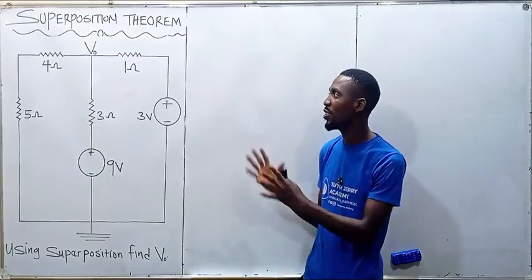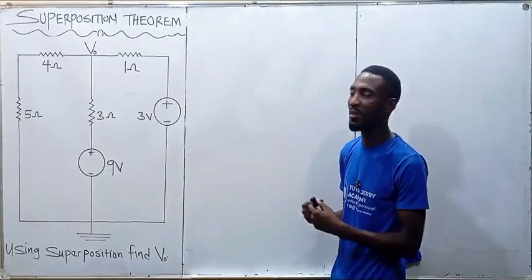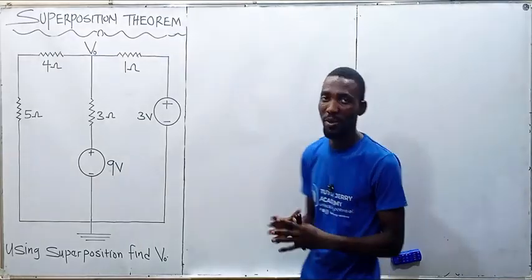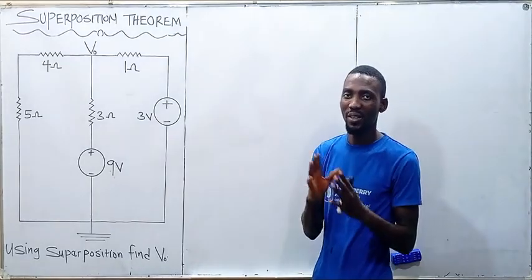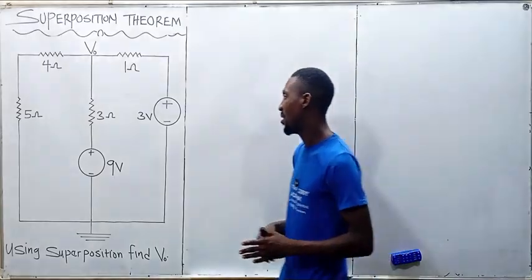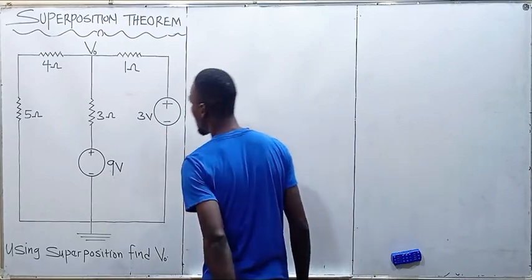All right, we are going to be solving the question above. The question says we should use superposition theorem to find the value of V naught. And if we are talking about superposition theorem, you already know we are going to be considering one source, switching off all other sources, right? Now, we have a 9-volt voltage source and a 3-volt voltage source, right?